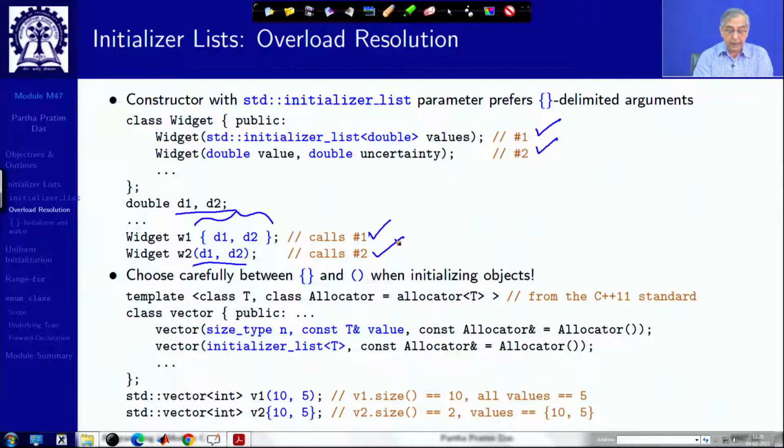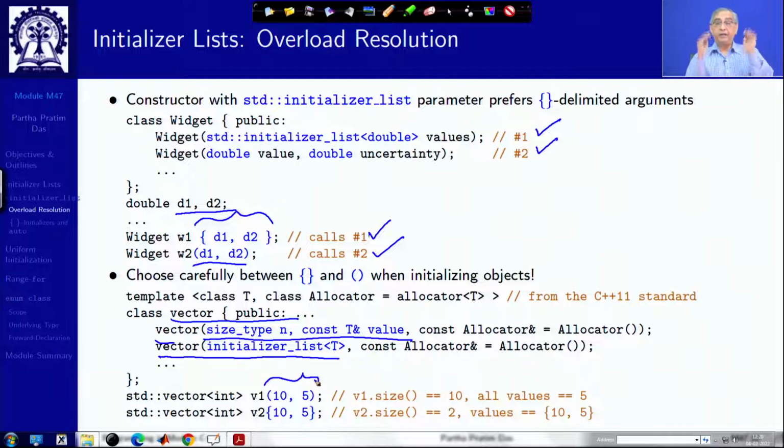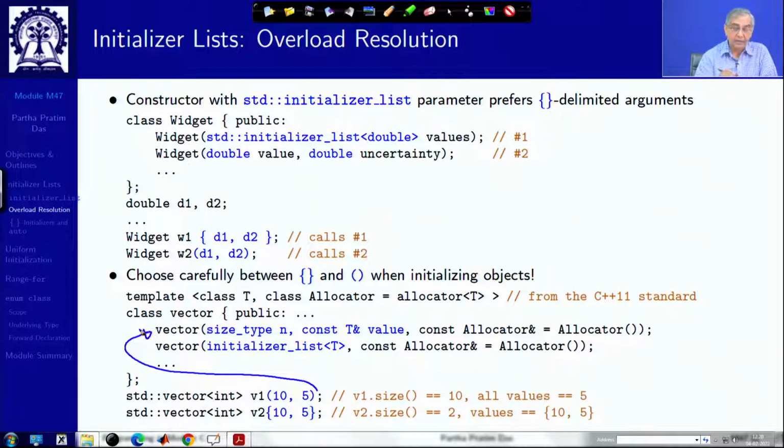Similarly, if I look at the vector class in the standard, it has one parameterized constructor which takes the size and the default value. It says construct a vector of size n, each filled up with value, and another that takes just the initializer list. So if you construct V1 with 10 and 5 given in parenthesis, this will take the first constructor, and 10 will be considered as n, 5 will be considered as value. So you will get a vector of 10 elements each initialized with 5.